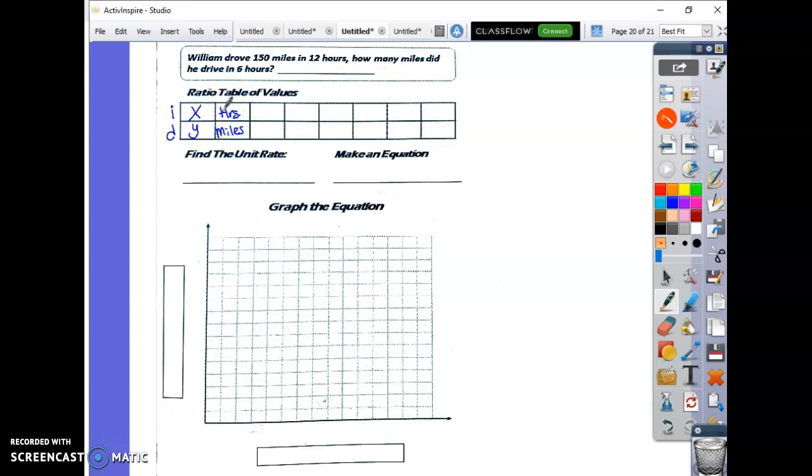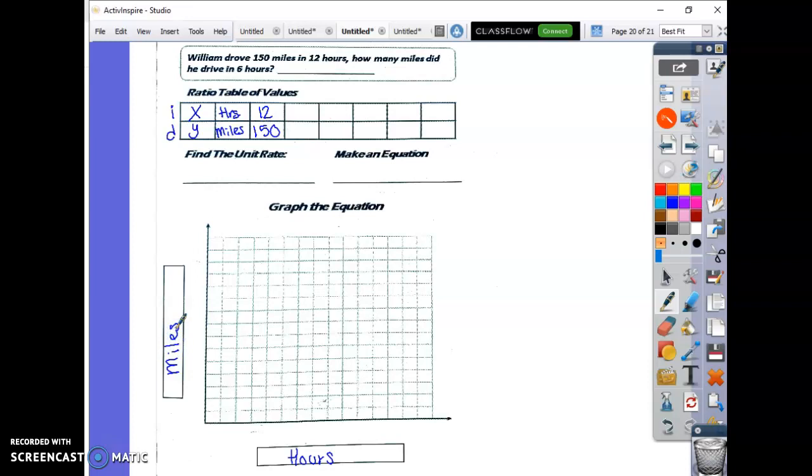So if we're given that he drives 150 miles in 12 hours, we're given our first relationship. So 150 miles in 12 hours. Let's set up our graph down here. We know again our x represents our hours, so our x-axis is going to also represent our hours. And then our y represents miles, so the y-axis is going to represent miles.